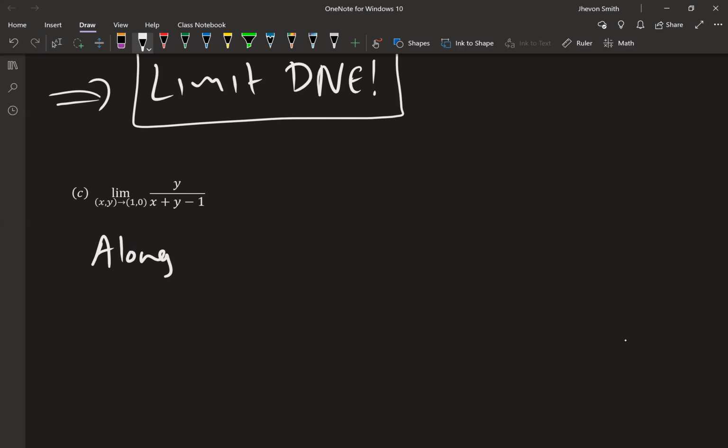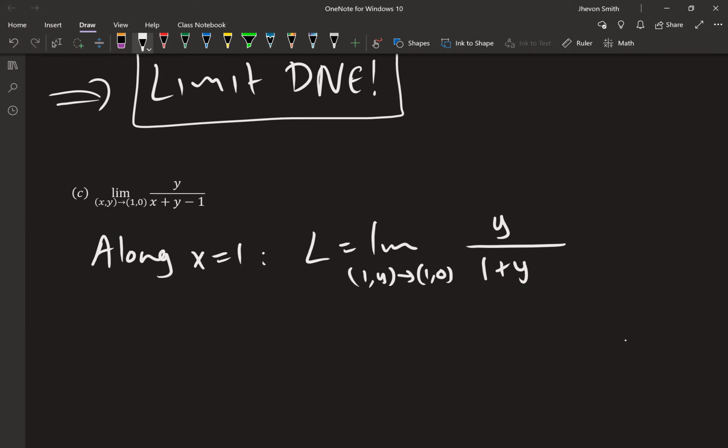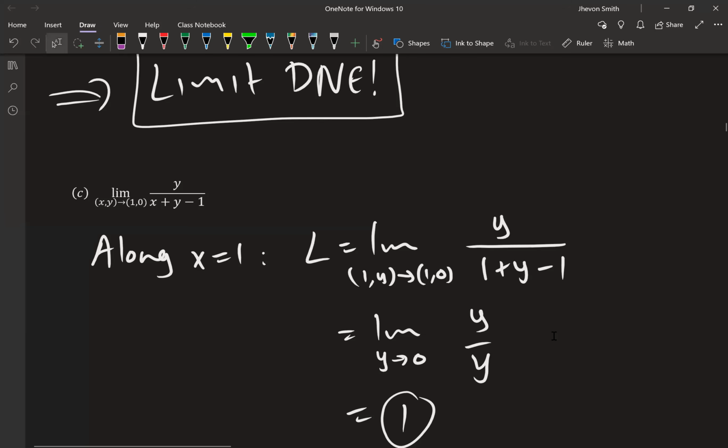Along x equals 1 was suggested first. That will definitely go through (1, 0). Our limit would look like the limit as (1, y) approaches (1, 0) of y over 1 plus y minus 1. So now we only care about what the y is doing, and it's just y over y. So that's 1. Okay, what else?